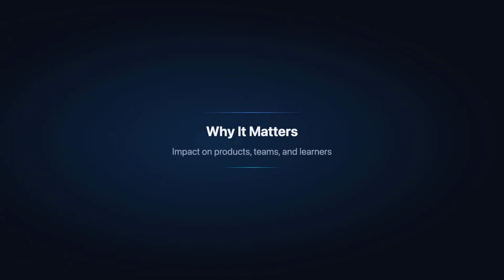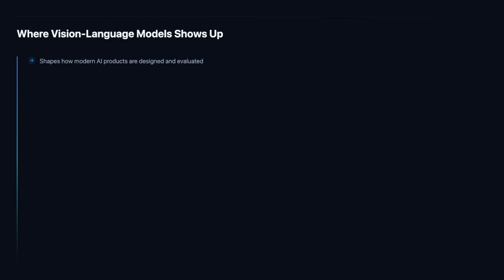Now let's look at why vision language models matters in practice. Here's where vision language models shows up in real products, teams, and everyday conversations. Vision language models shapes how modern AI products are designed, measured, and improved over time. It's part of the decision set for every serious AI team. You'll see it in job interviews, architecture discussions, and product reviews. Being fluent in it is part of the basic vocabulary now.